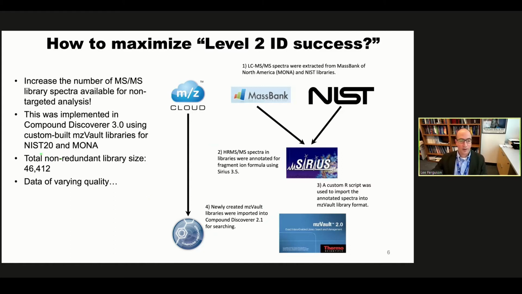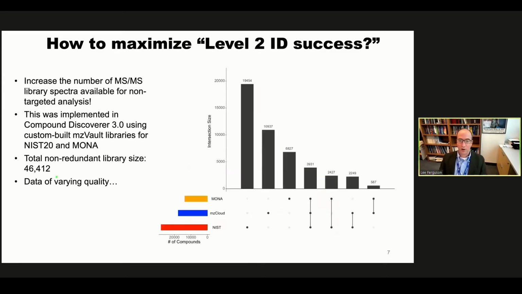And so what we end up with is a total non-redundant spectral library size of about 46,000 individual compounds. So that's not the number of spectra, that's the number of unique compounds that are covered by this total library. And the data actually is of some varying quality, and I'll get back to that in a minute.